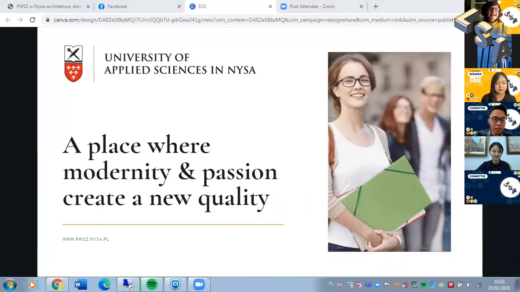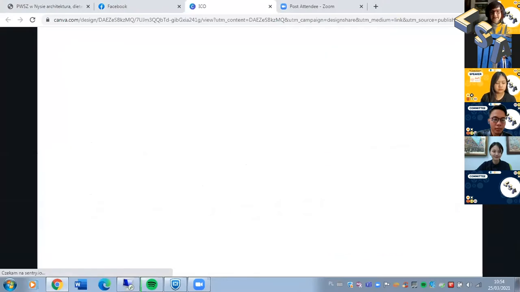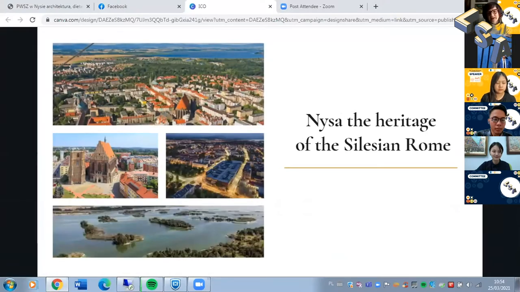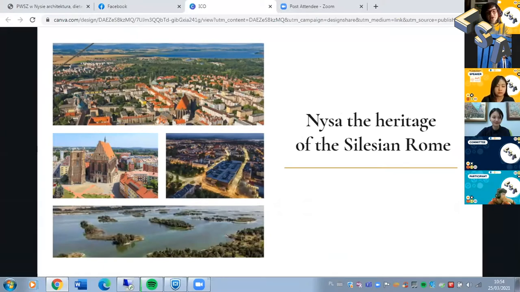Okay, so let's welcome everyone to the University of Applied Sciences in Nysa, a place where modernity and passion create a new quality. As you've seen in the photo, we are quite a small city compared to other cities in Poland. We are located very close to the Czech border, in the south of Poland, and the closest bigger cities are Wrocław, Opole and Katowice. Those are places you can reach by very frequent communication.